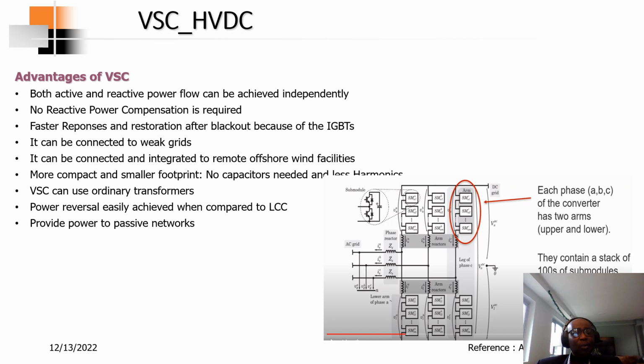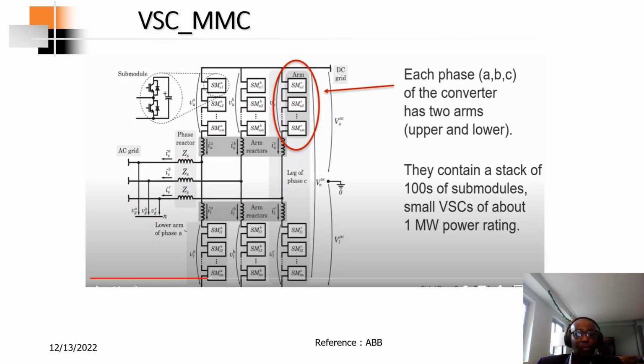Next, it can provide power to a passive network. And what does it mean? Those are load centers. Basically, it's because it's able to provide that amount of power easily. You can utilize it in these load centers and provide power to those city centers.